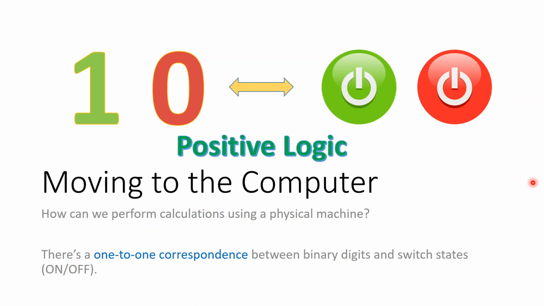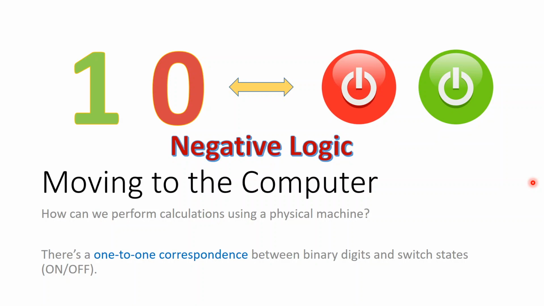and we would be able to work with the binary numbers and words. Now there is another assignment that is possible, in which the switch on state is represented by 0 and the switch off state is represented by 1. That is called the negative logic. So here you see the off state is represented by 1 and the on state is represented by 0. So this is the negative logic.